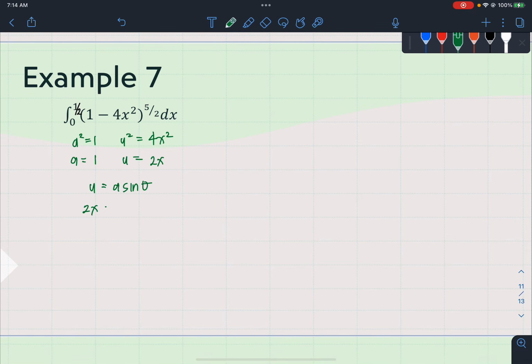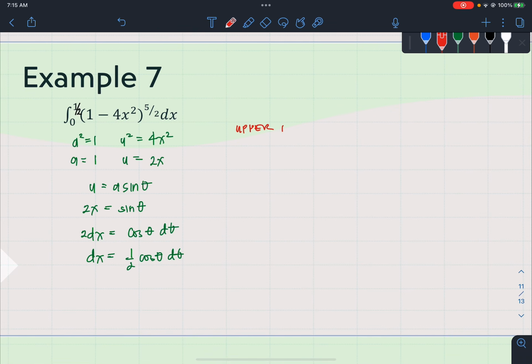Our u is 2x, our a is 1, so that would just be 2x equals sine theta. And then we derive this one, so 2 dx equals the derivative of sine, which is cosine theta d theta. Or simply, dx equals 1 half cosine theta d theta. So we can transform it that way. But then, how about the upper limit and the lower limit?